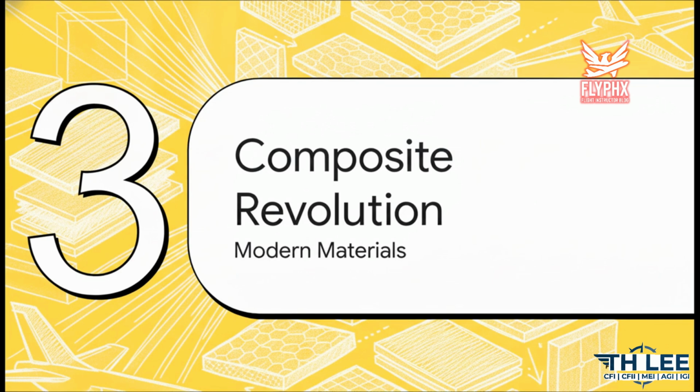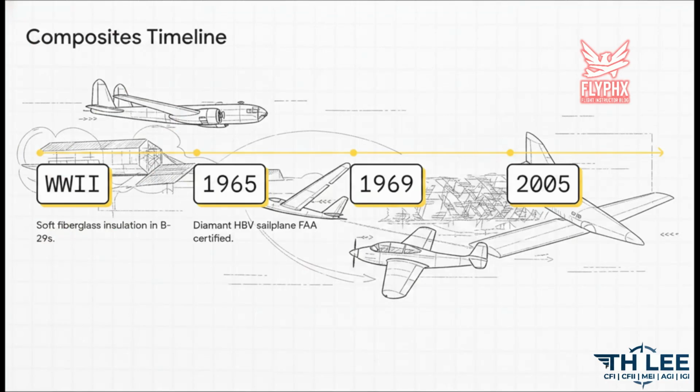Section 3. The Composite Materials Revolution. Composite is a pretty broad term, but it represents the incredible shift away from traditional metal and wood. Its integration into aviation has a rich chronological history.